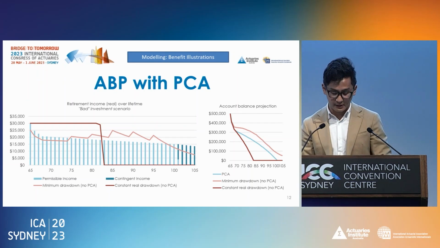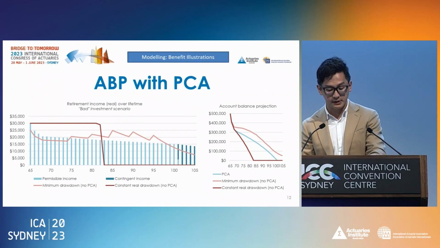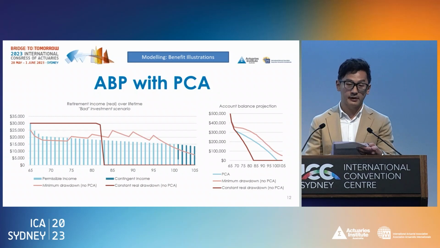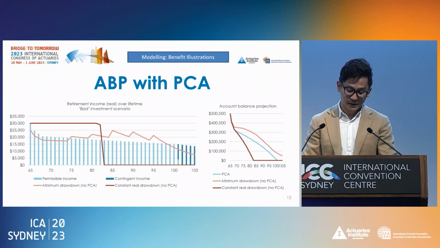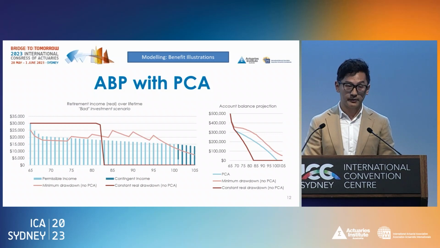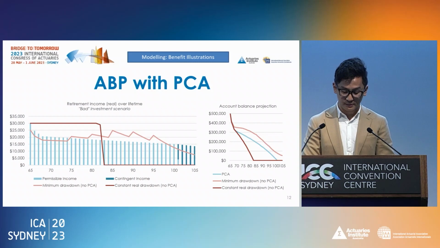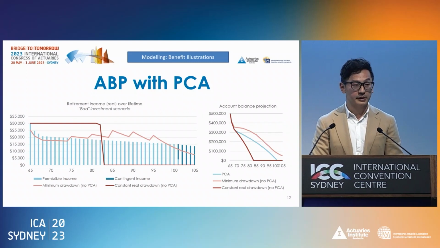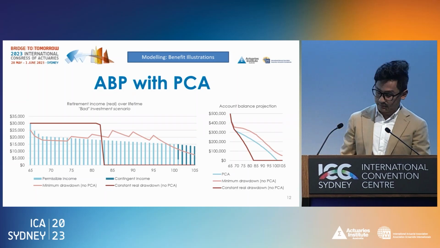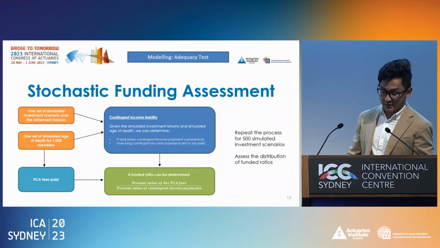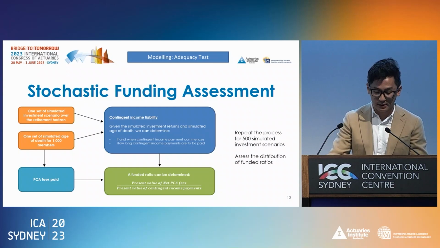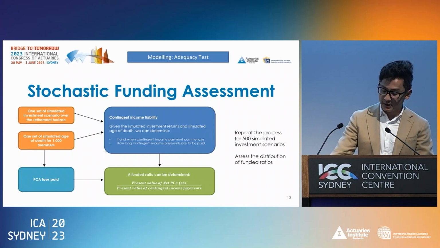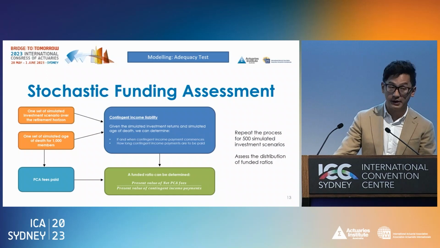And this is particularly relevant in Australia, where the age pension, our first pillar, is quite generous, and it keeps pace with average wage growth. So from a retiree's point of view, the combined income from this product and the age pension should allow the total income to be relatively stable well into advanced ages. So having demonstrated what a PCA can deliver, let's turn our attention to assessing the funding and pricing adequacy.